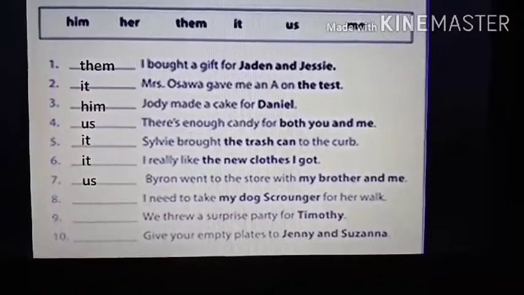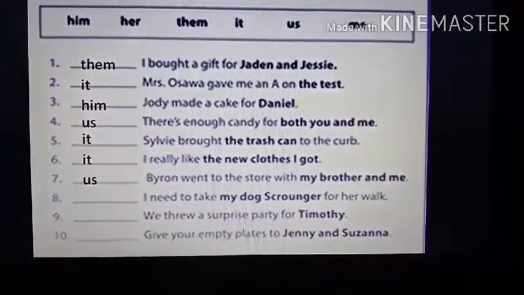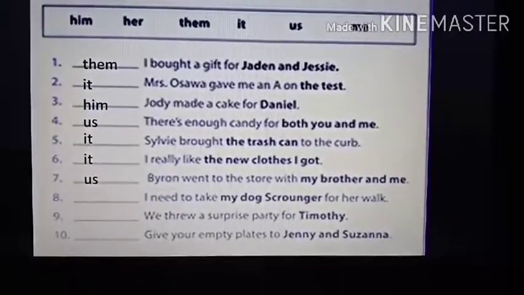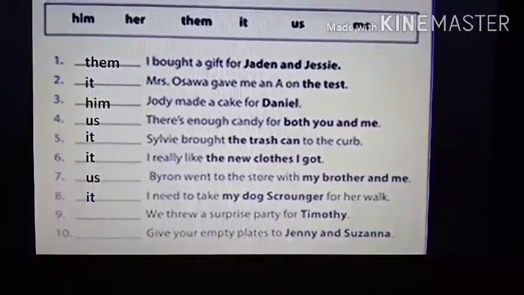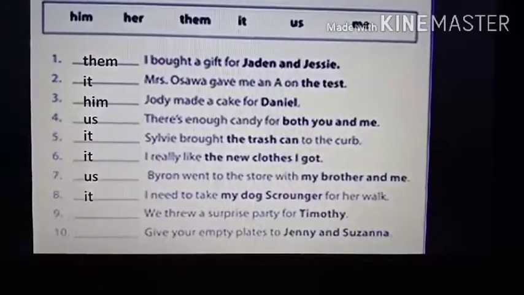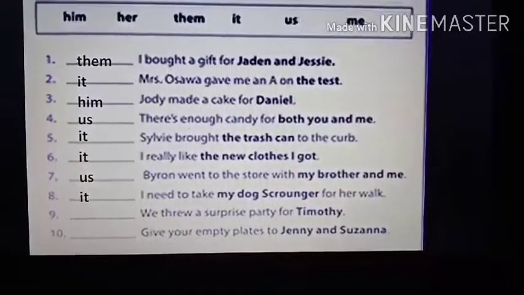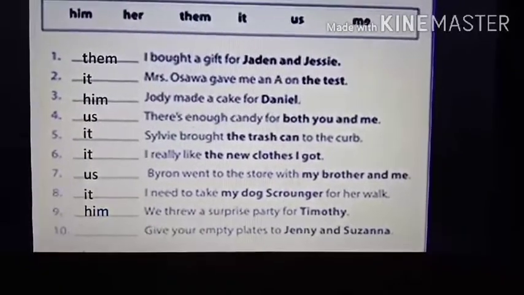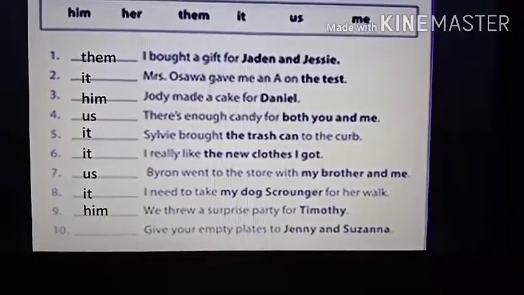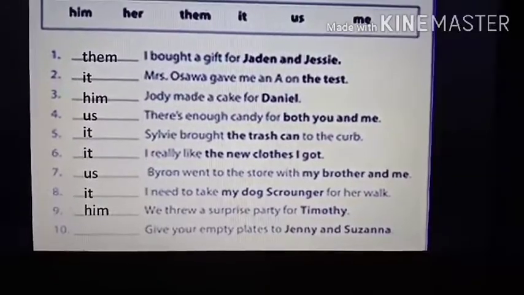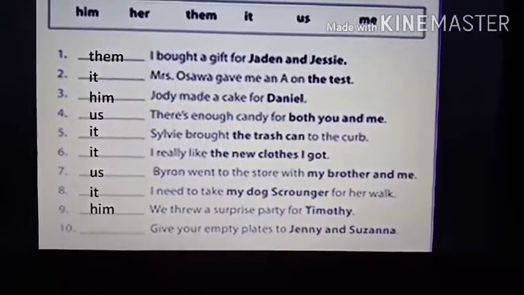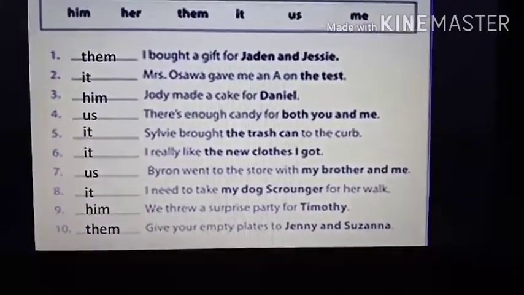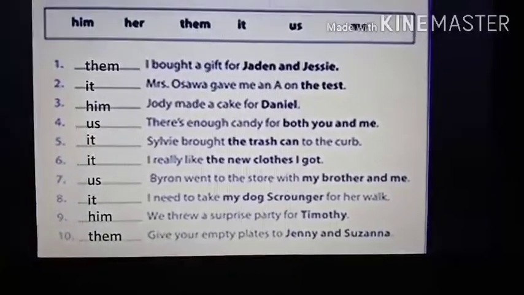I need to take my dog Scrounger for her walk. Now you have to use a pronoun for my dog Scrounger. So which pronoun will you use? It, because it is an animal. We threw a surprise party for Timothy. Now Timothy is a boy. So which pronoun will we use? We threw a surprise party for him. Understood? Give your empty plates to Jenny and Suzanne. Now there are two persons. So whenever there are two persons, which pronoun will we use? Easy. Them. So these all were object pronouns. Understood, students? It is very easy.